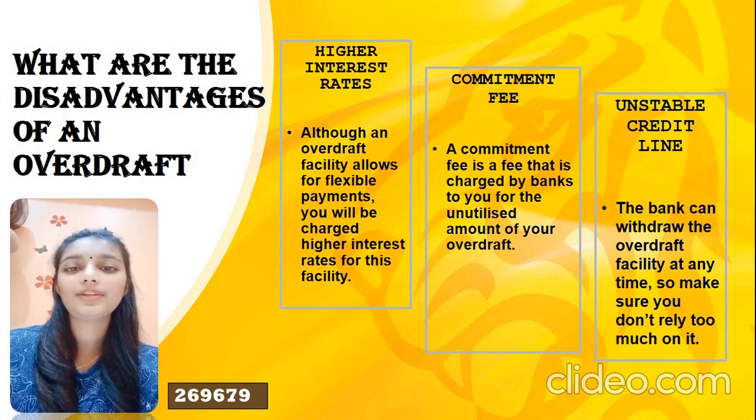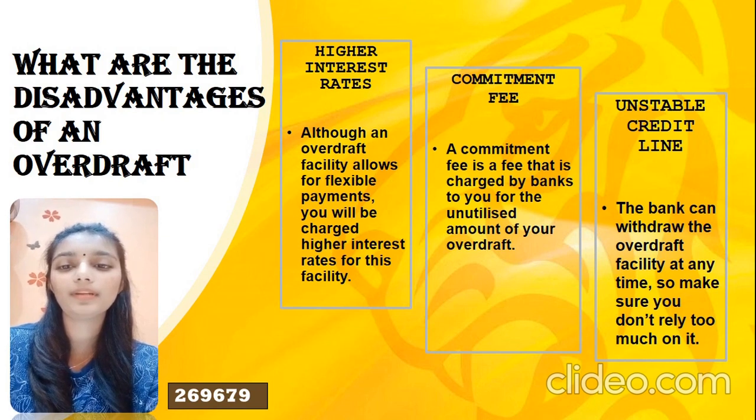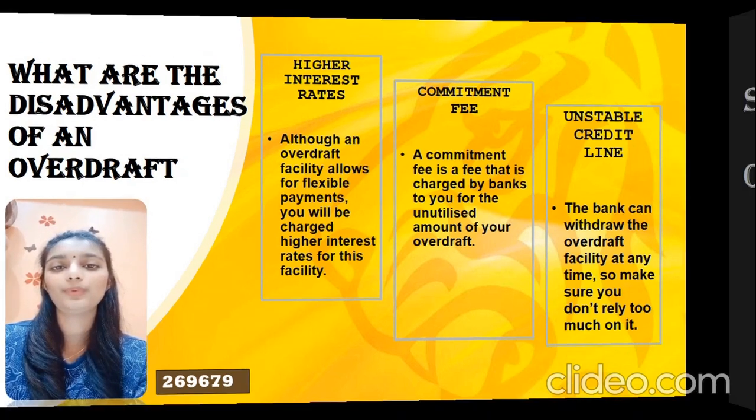Other than that, an overdraft facility is also known as an unstable credit line. This is because the bank has the right to reduce our overdraft limit or ask for repayment at any time. However, it will probably only do so if we get into financial difficulties or if we don't have any money going into our account. If we continually max out our overdraft, we may find it difficult to get credit elsewhere.